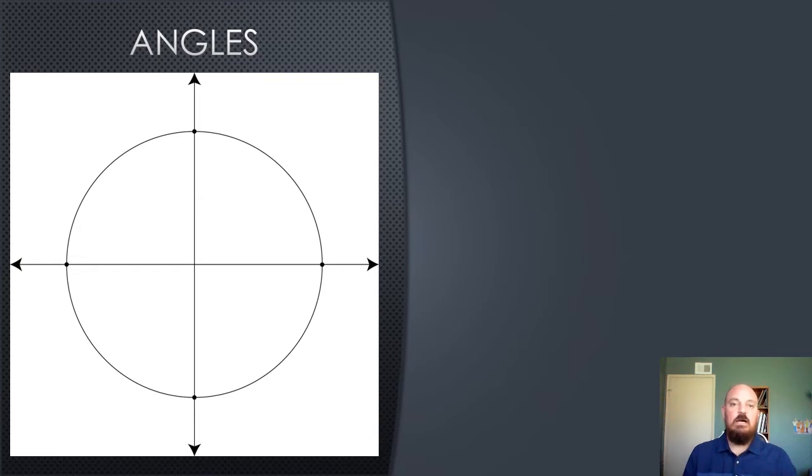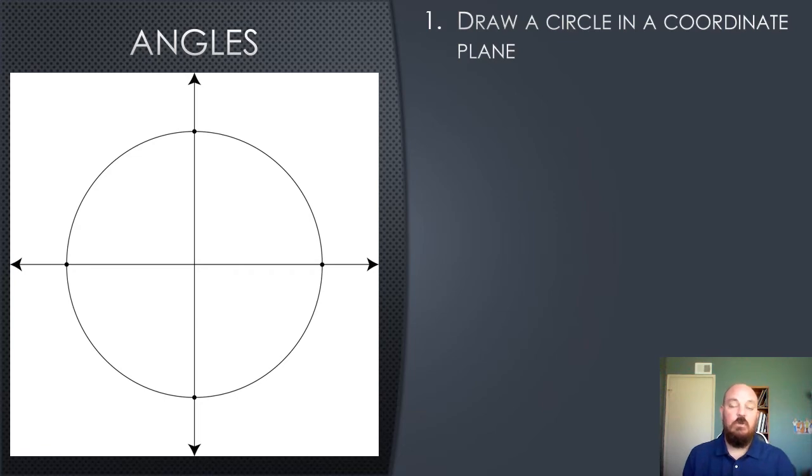All right, so let's talk about how we're going to draw all the angles on a unit circle and label them correctly in both degrees and radians. The first thing you want to do is what I already have on the screen here. You want to draw a circle in a coordinate plane. Now remember that the unit circle is a circle with radius 1, and that's actually what we're looking at right now.